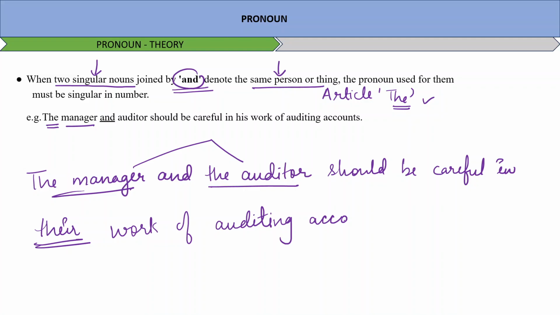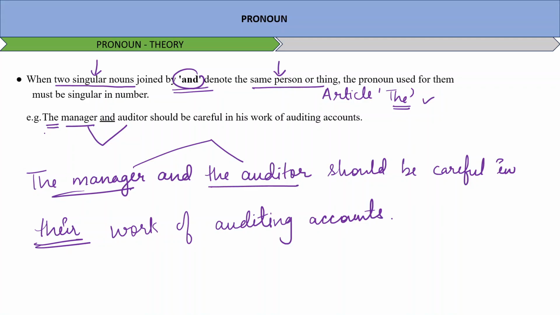Now, the manager and auditor: when I say the is only used with the manager, the first subject, it means they are indicating the same person. They are the same person. Only the designations are different, or the person has got two designations, a manager and an auditor. Should be careful in his work of auditing accounts.